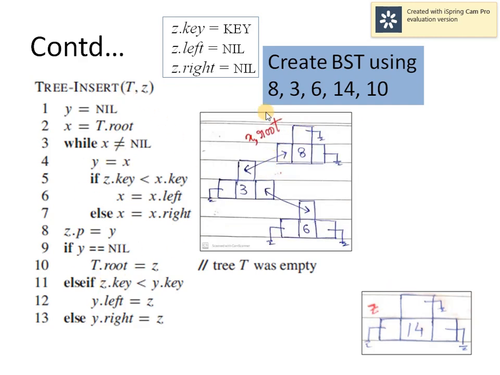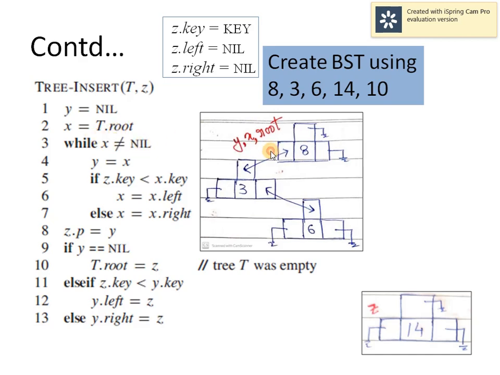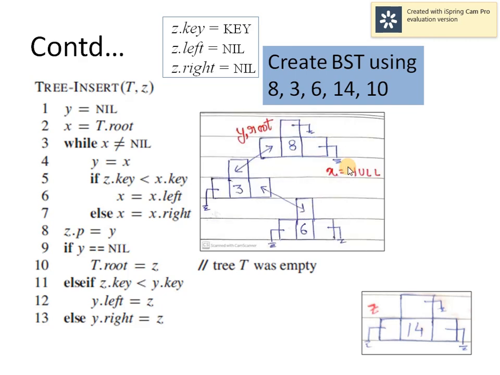So x will point to root now. Then x is not equal to null, so y will also point to 8. 8 and 14 will be compared. Since 8 is less than 14, x will be updated to right of x.